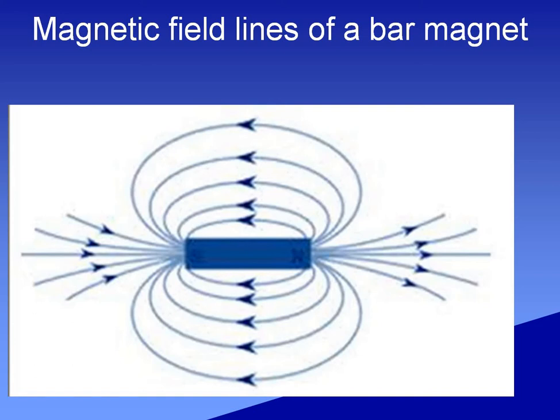Okay, here at each and every point, if you draw the tangent, that tangent shows the direction of the magnetic field at that point. Is it clear? Okay. So this is about the magnetic field lines of a bar magnet. It is very much important. Normally it is asked to draw the diagram.